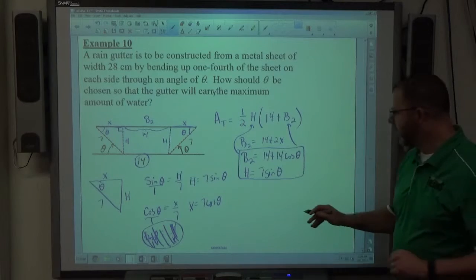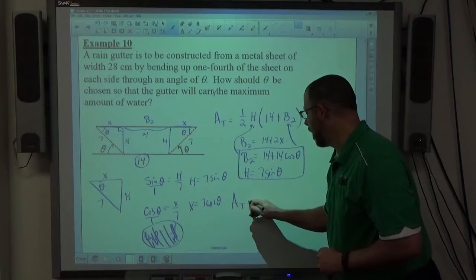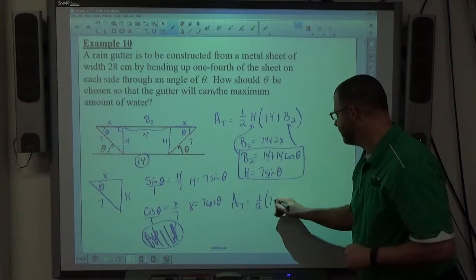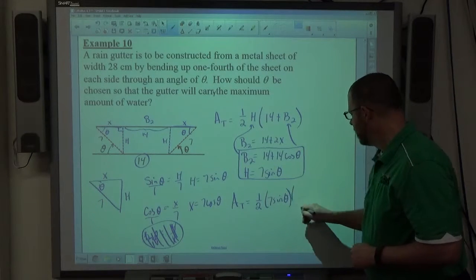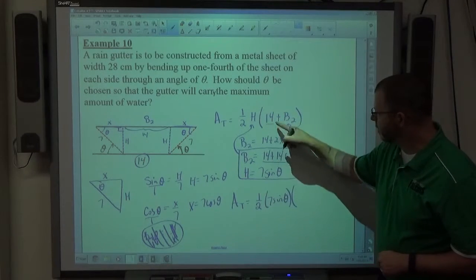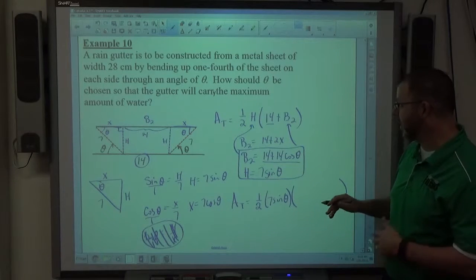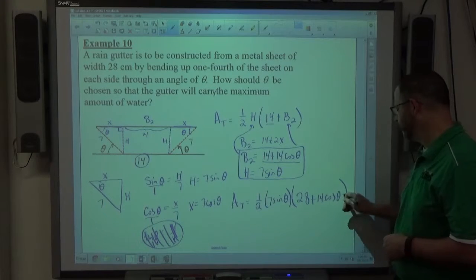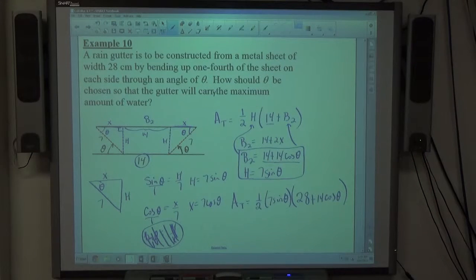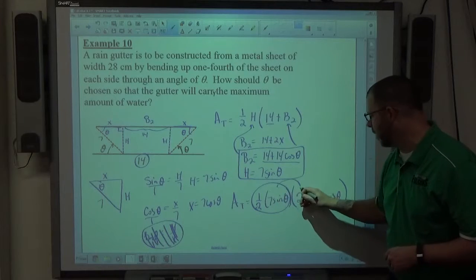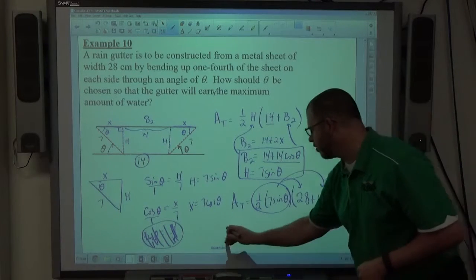So the area of the trapezoid, what we're trying to optimize, is 1/2 the height times base 1 plus base 2, 14 plus all this stuff, right? So 14 plus 14 plus 14 cosine of theta makes 28 plus 14 cosine of theta. And then if I take this 7/2 sine of theta out here and multiply it through there, that's going to give me the trapezoid.